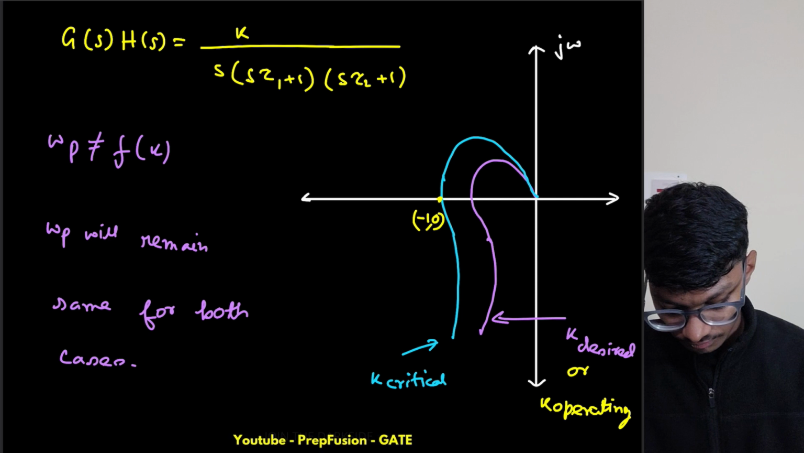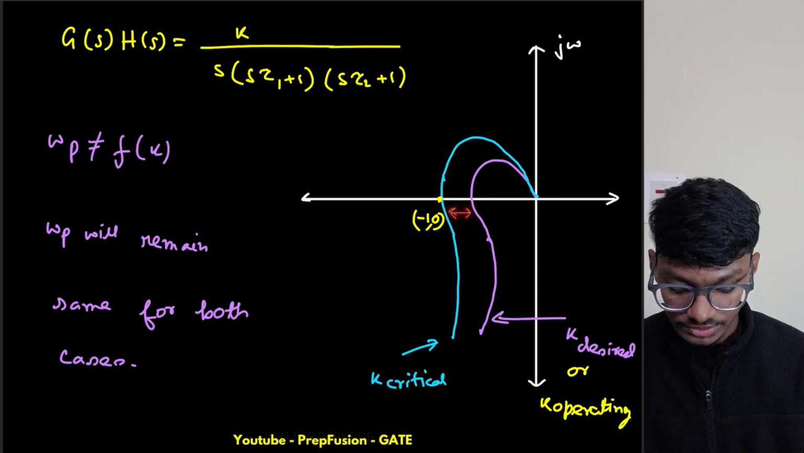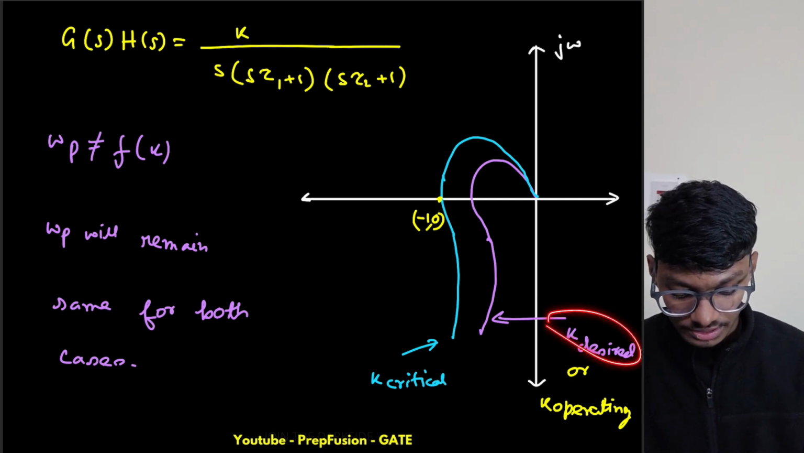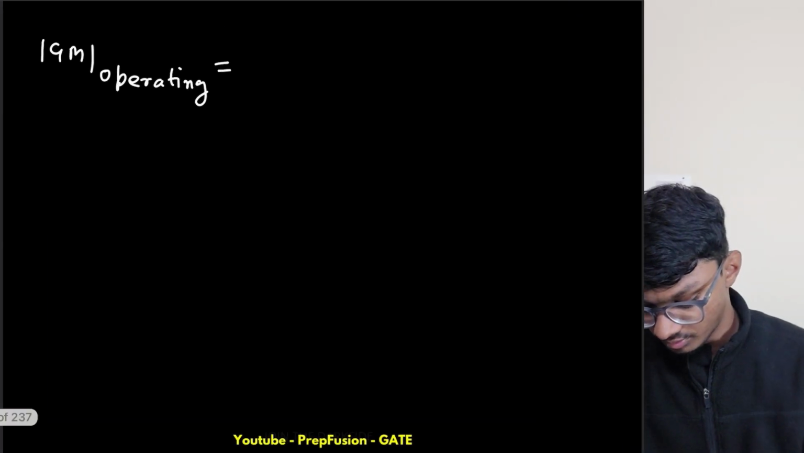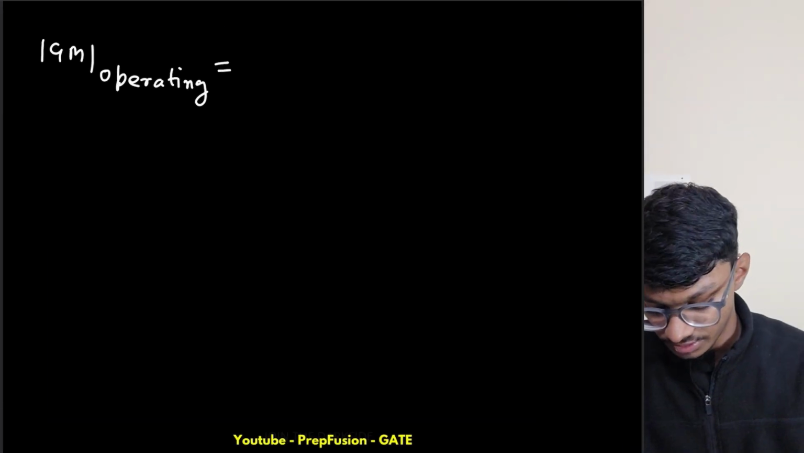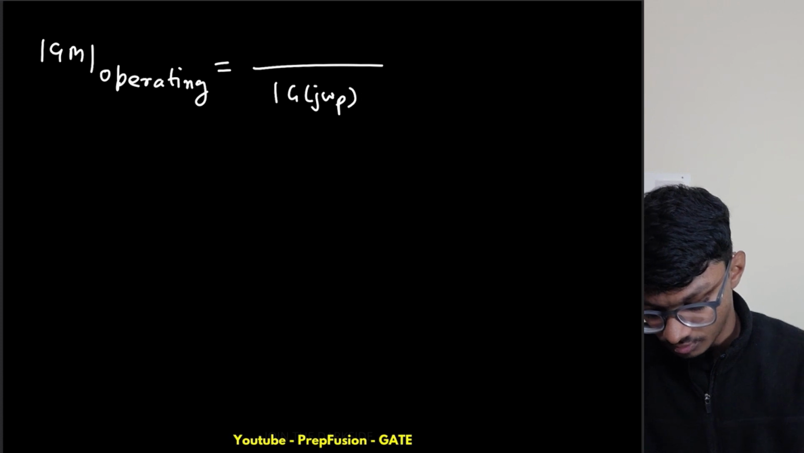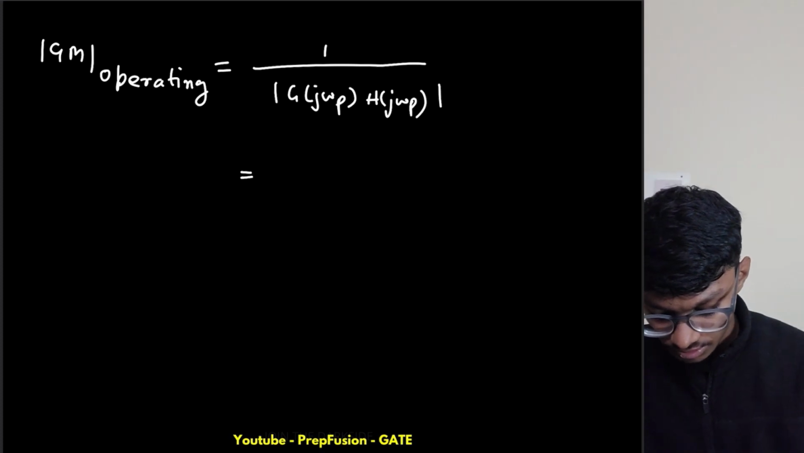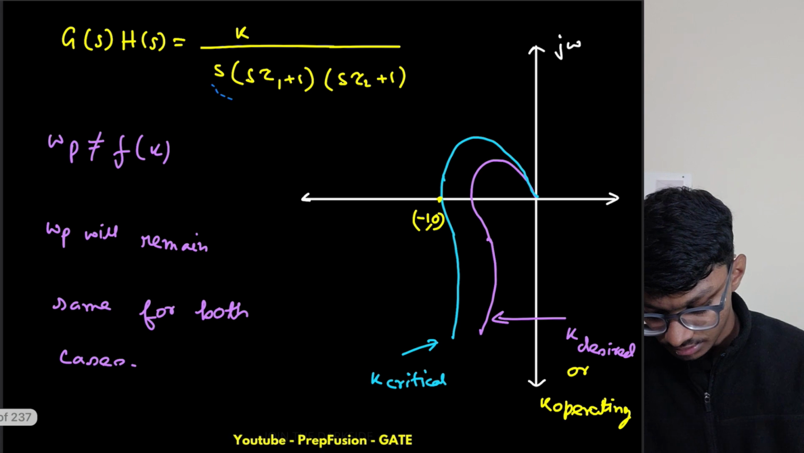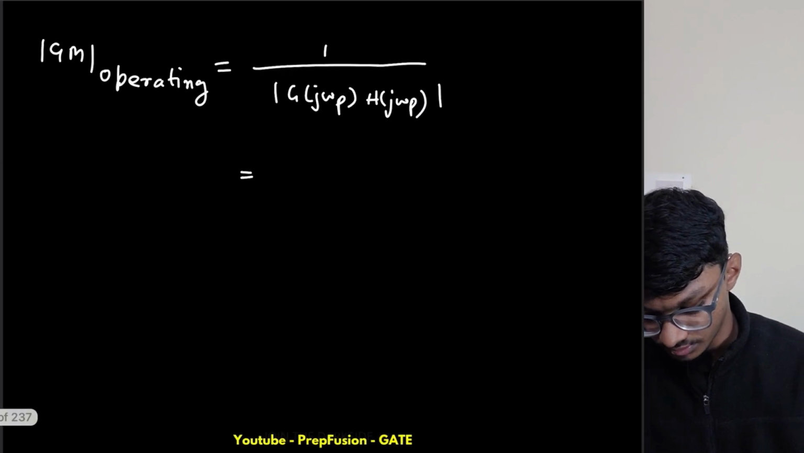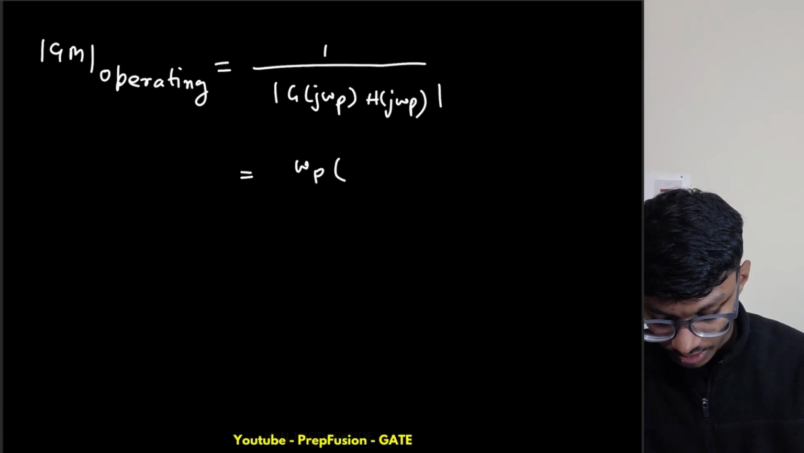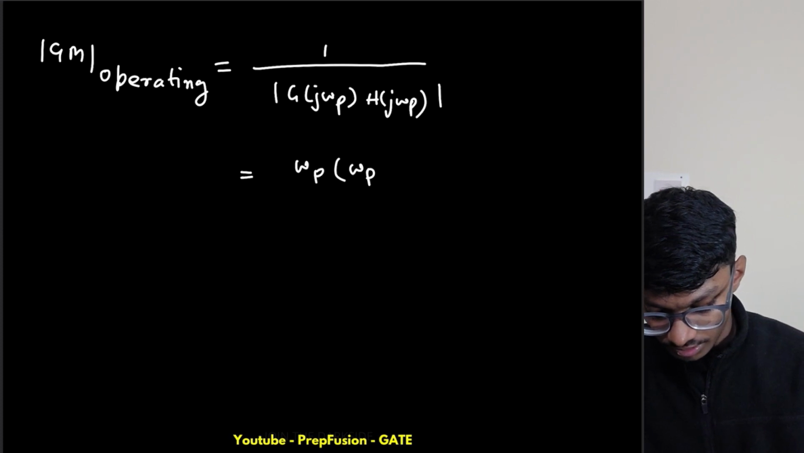GM operating is still this much distance, right? K desired. So obviously my GM operating will be the inverse of this one, the inverse of the magnitude of G(jω_p) H(jω_p), by 1. And what is this equal to? Simply, this will come above. I will copy this one. This will come at the top. This will be ω_p τ, this will be the magnitude.